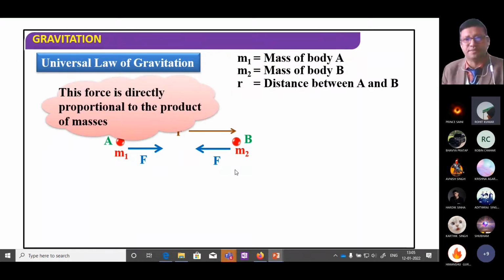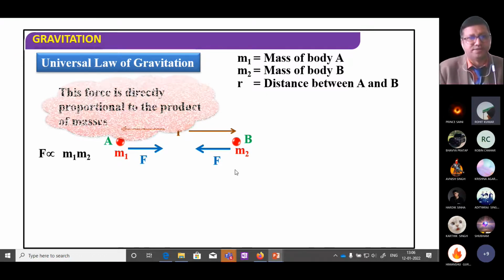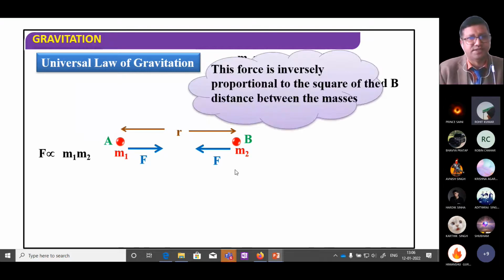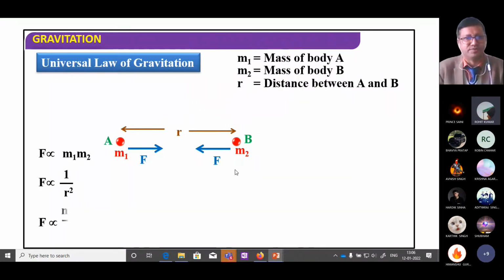So this force is directly, we are moving toward the conceptual part of the universal law of gravitation, that is the force is directly proportional to the product of the masses. You can see in the mathematical term, this is the proportionality sign, and this is the distance, because as the distance is more, the force effect is reduced, and if the distance is smaller, it is more. So from here we combine this and we get a mathematical formula: F is directly proportional to m1 m2 upon r square.